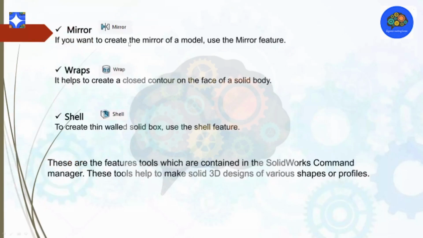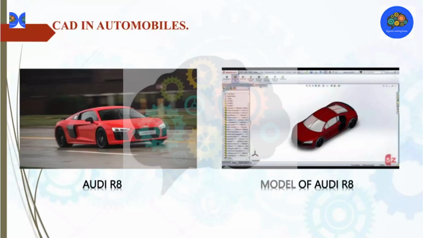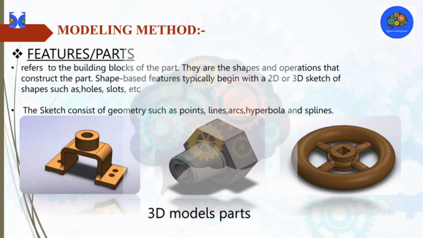And then there is the mirror option, the wrap option, and the shell option. All these commands will be discussed in the later video, when we enter into the software. Next thing, CAD in automobiles. In the automobile industry, we can create models like this. We can create the Audi R8 sports car model like this. Okay, and then there are the feature parts. 3D models of those parts can be easily created.